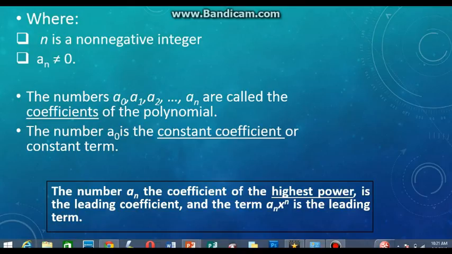The numbers a_0, a_1, a_2 up to a_n are called the coefficients of the polynomial. The number a_0 is the constant coefficient or constant term. The number a_n, the coefficient of the highest power, is the leading coefficient, and the term a_n x^n is the leading term.